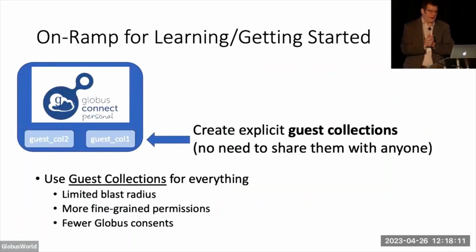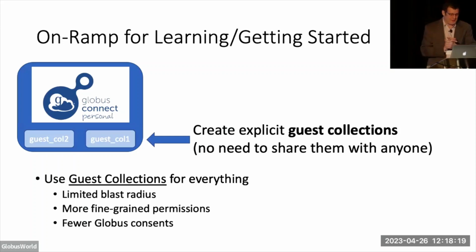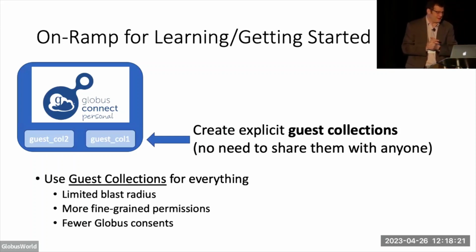Okay, so I'm going to just talk about how I achieved the first project and some gotchas along the way. And I want to thank Rashana for guiding me through this and giving me the hints that I needed to get it working quickly. So first, if you're trying to learn how to use flows, and we decided to use flows to do the transfers, use guest collections for everything. That limits blast radius, gives you more fine-grained permissions. Also, you'll find that you'll need fewer consents with Globus.